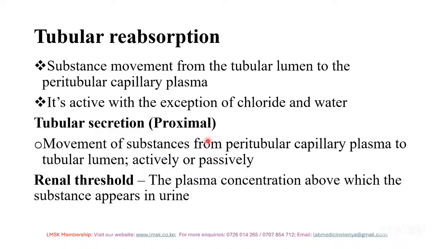Then tubular secretion at the proximal convoluted tubule, we have the movement of substances from the peritubular capillary plasma to the tubular lumen, which can also be passive or active. Passive means that there is no use of energy. It is along the concentration gradient, but active means that this is happening against the concentration gradient, and it will need energy to be facilitated in the form of ATP. Then, of course, there's this term renal threshold, which is the plasma concentration above which substances appear in urine.